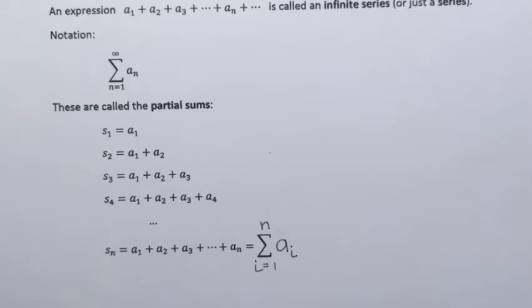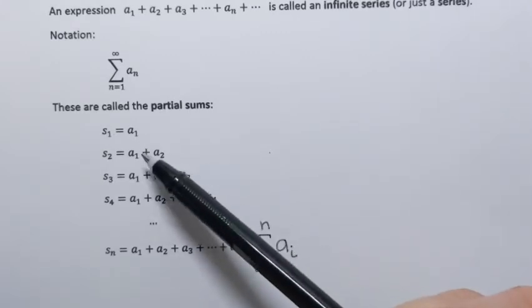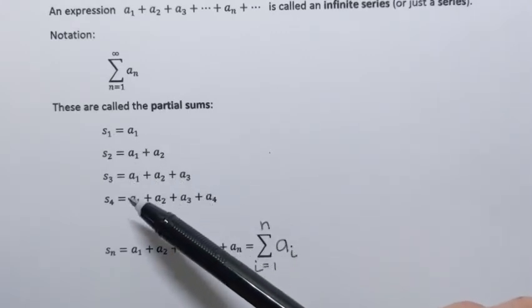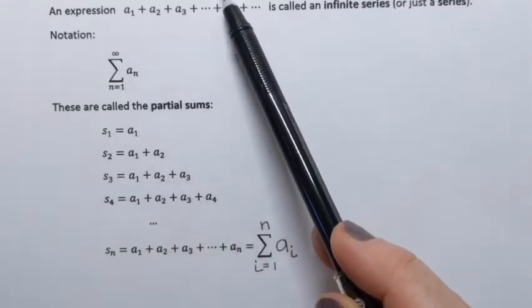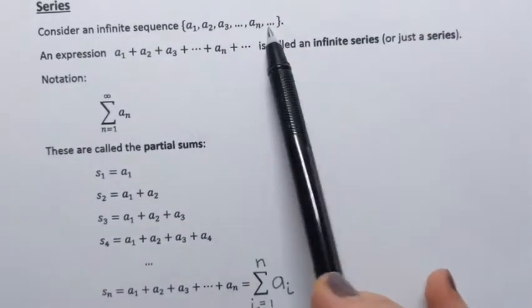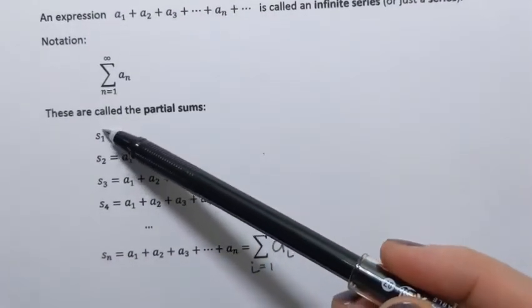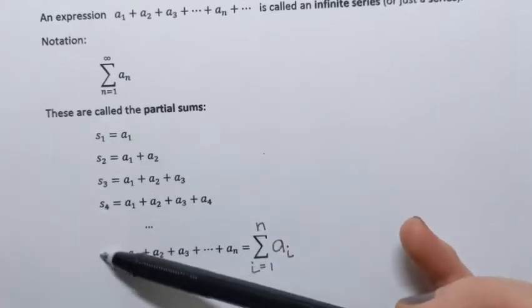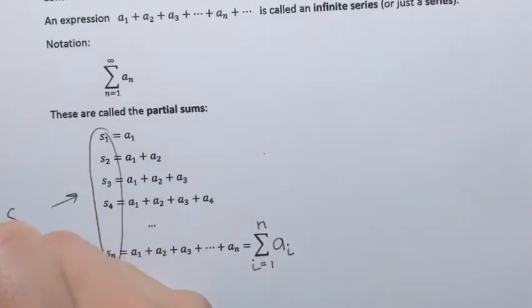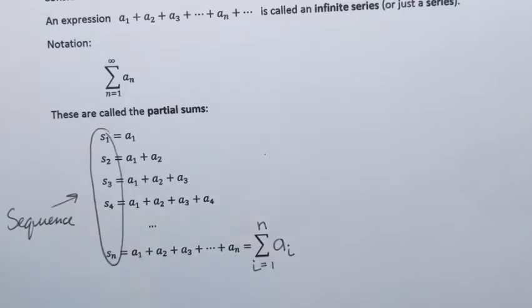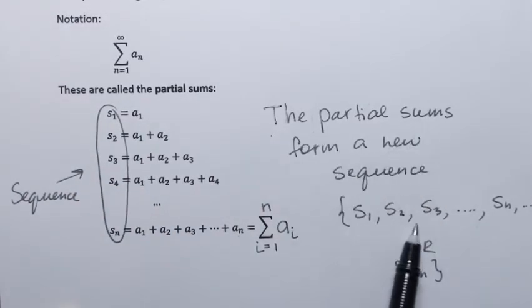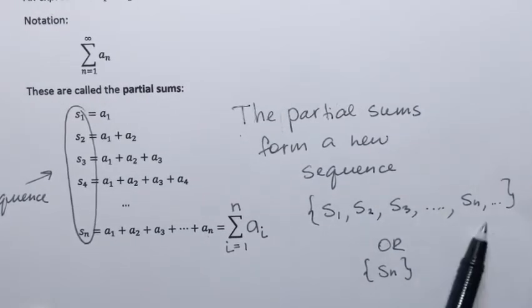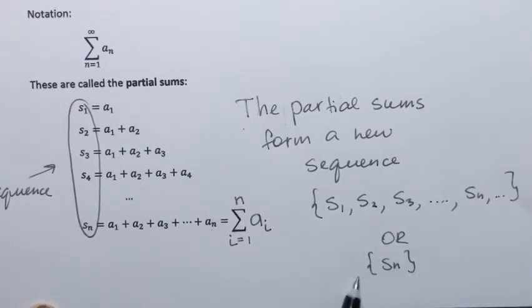And what's important to note is that partial sums form a new sequence, right? Now, a sub n is a sequence, a1, a2, a3, right here. That's the sequence. But as we look at the partial sums, they also form a sequence. And I added this note here, so the partial sums form a new sequence. That's one of the ways we can describe it, or that's a short notation for any sequence.